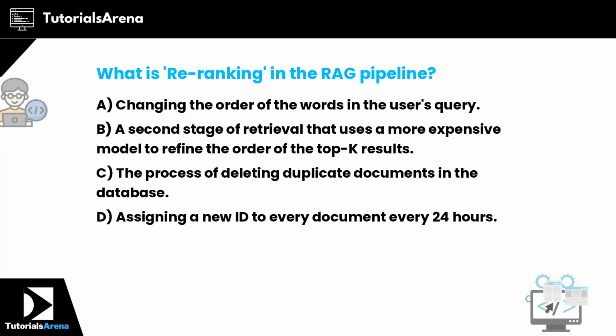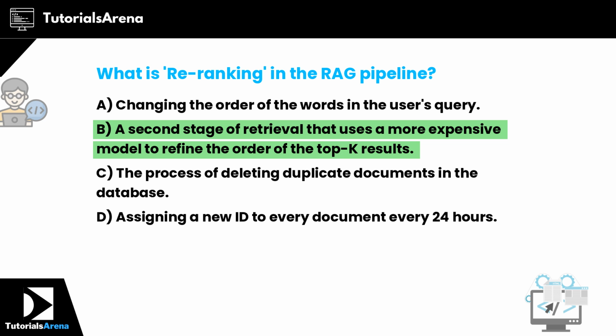What is re-ranking in the RAG pipeline? The correct answer is option B. A second stage of retrieval that uses a more expensive model to refine the order of the top K results.